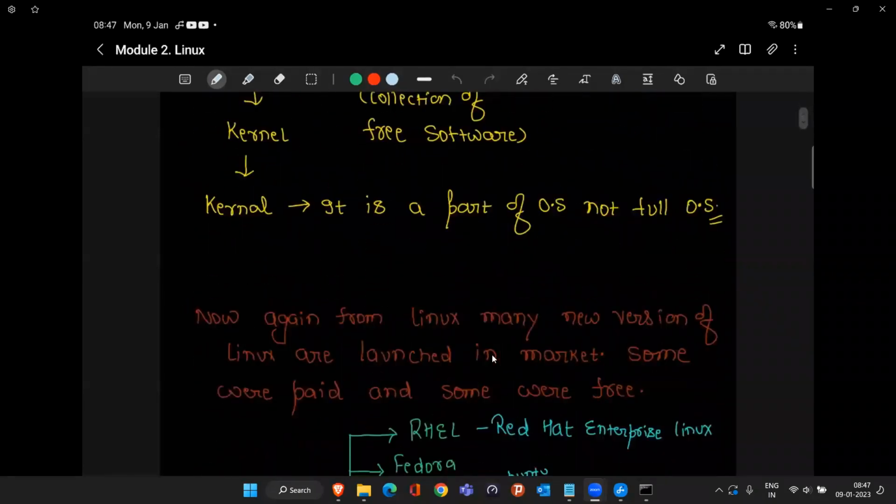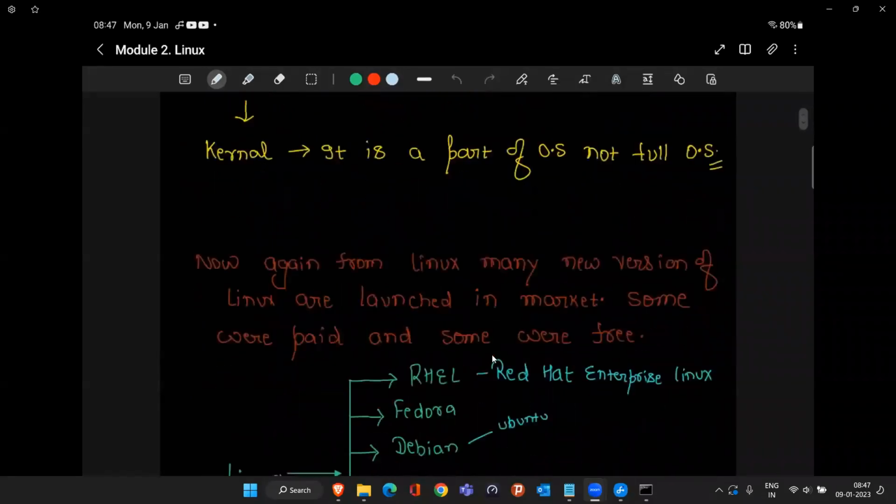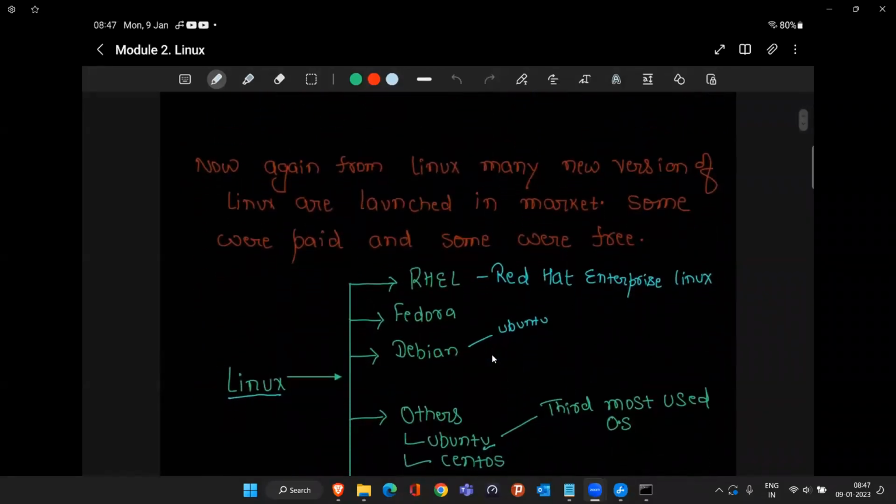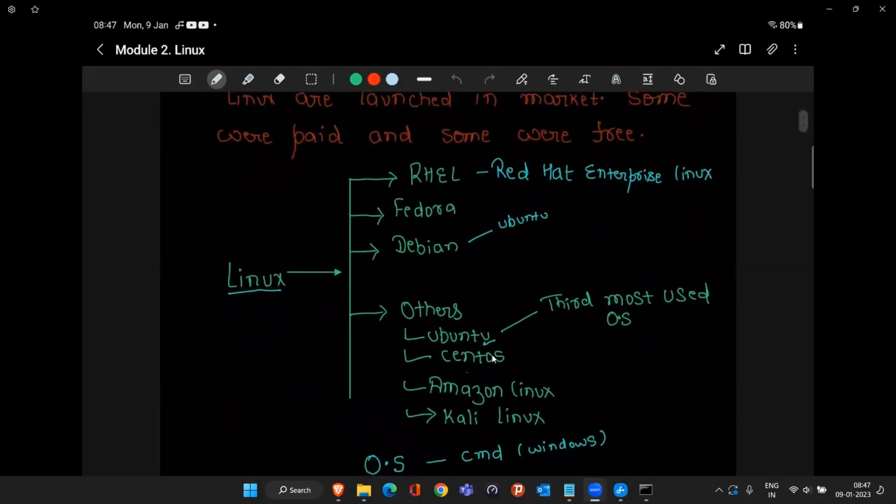Now again, in the market, different versions of Linux started to come. And the most popular one, if you try to see here, is RHEL. RHEL is basically Red Hat Enterprise Linux. Red Hat is a company which creates its own operating system based on Linux. Similarly, Fedora is there, Debian is there. And among others, you see Ubuntu, CentOS, Amazon Linux, Kali Linux.